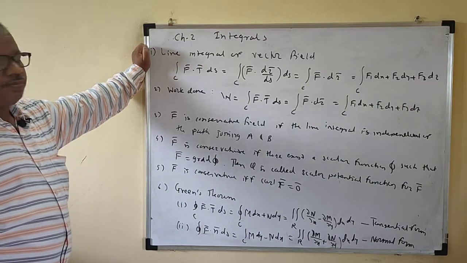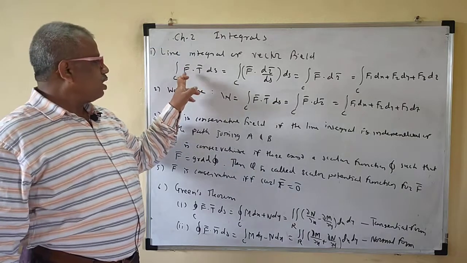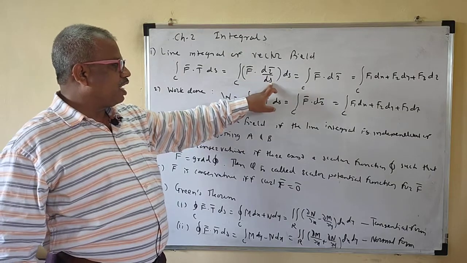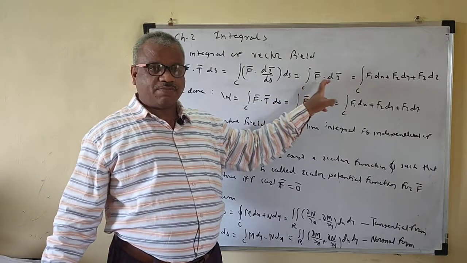Today we'll revise the second chapter, that is integral calculus. In that you know that there is a line integral. So this is the integral over C of f bar dot dr bar. Actually this is f bar dot dr bar.